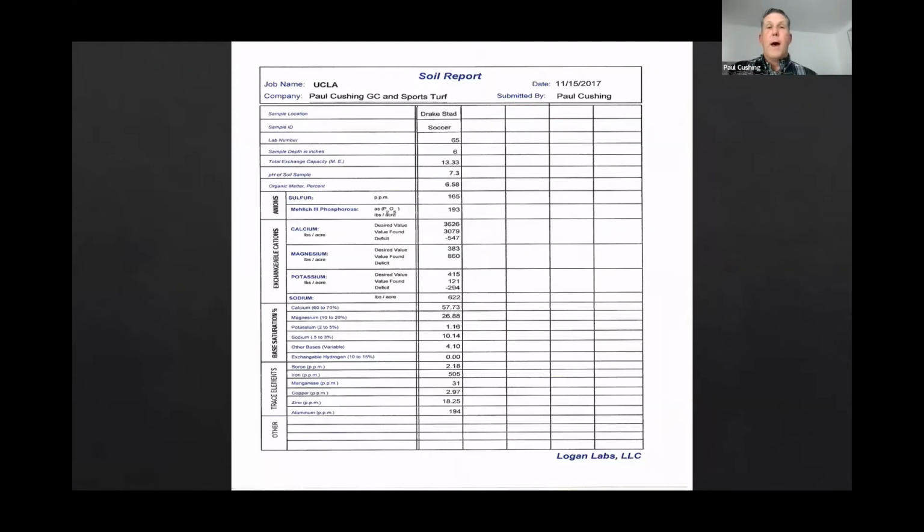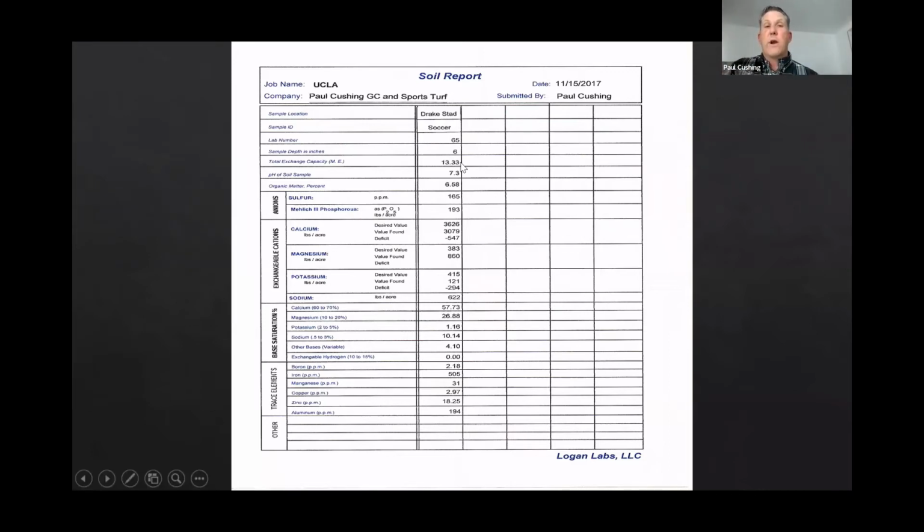So this is Drake Field at UCLA. This is an example of a bad soil test. And this is a base saturation soil test. A lot of our golf courses and sports fields use this type of soil testing because it gets us to the exact number where we need to be, and it helps us achieve perfection in what we're looking for.